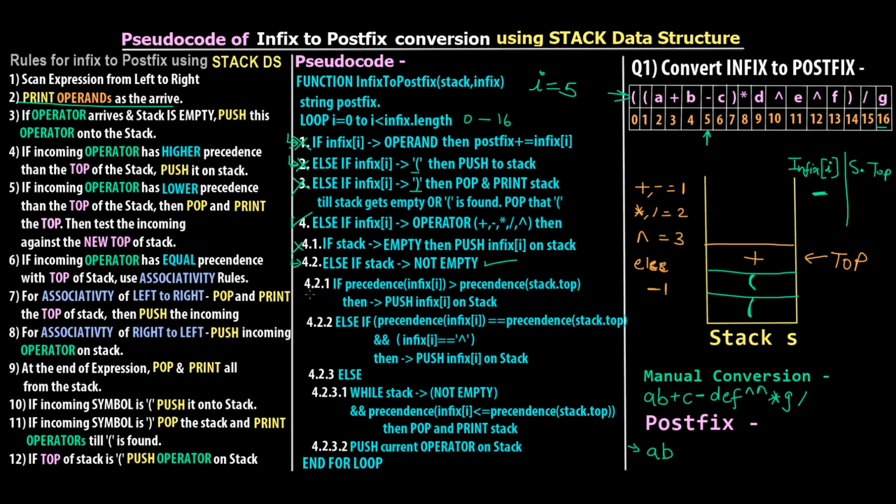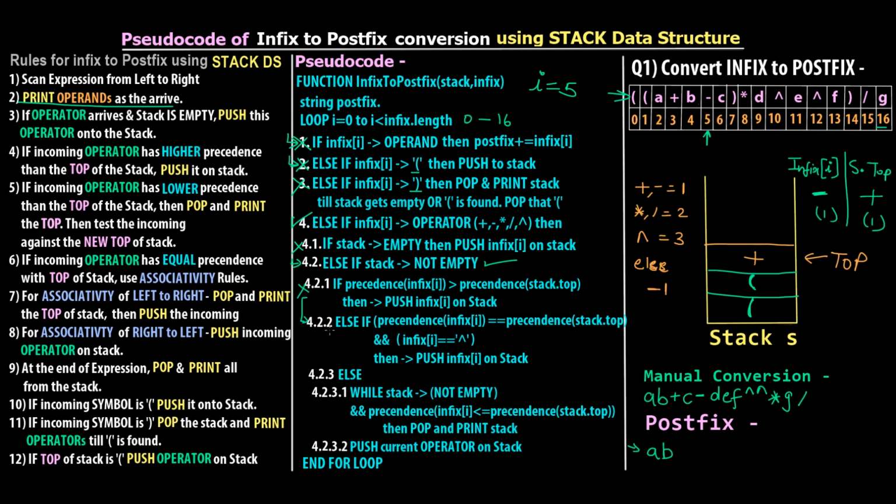Inside 4.2 we have 4.2.1, which says if precedence of infix of I is greater than precedence of stack of top. Now infix of I is minus, stack of top is plus. The precedence of both of them is 1 and 1, right? That's what we have deduced over here. So obviously it is not greater, it is equal. So 4.2.1 will not be executed.